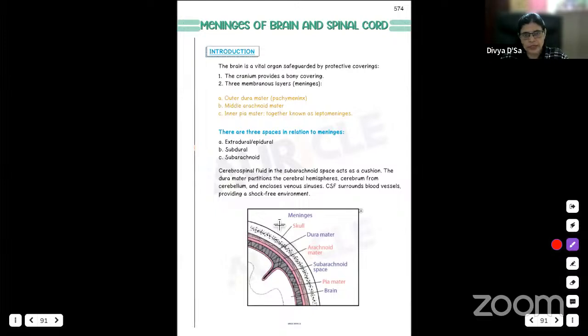Okay, so coming to the meninges of the brain. So the brain is a vital organ. Basically, it's a vital organ present within the cranial cavity, of course. Okay, but along with the cranial cavity, the protection is also provided by the meninges. Okay, meninges.